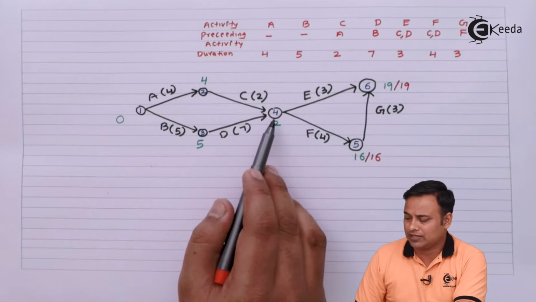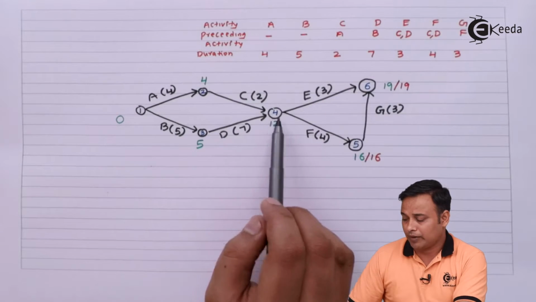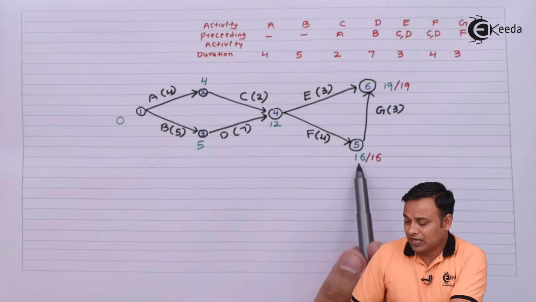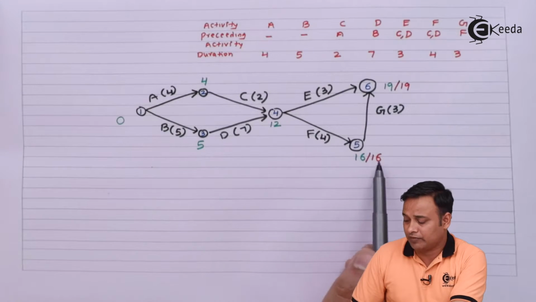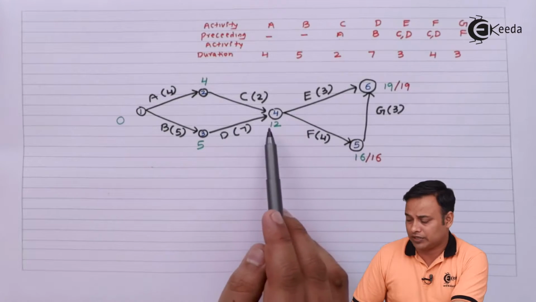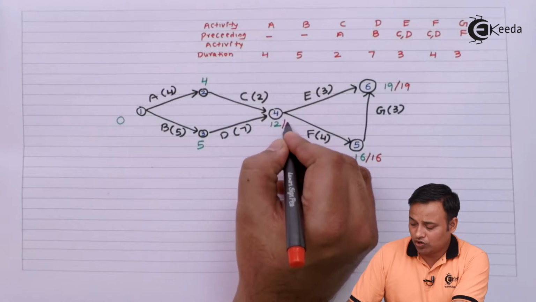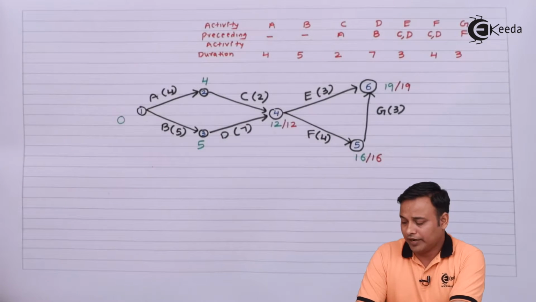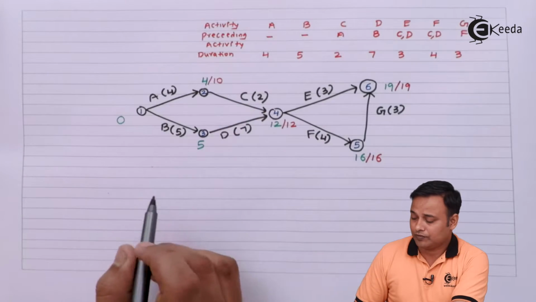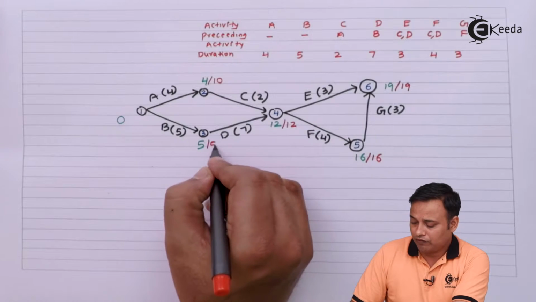I can come to 4 from two places. If I come from above, 6 to 4, it is 19 minus 3, which is 16. If I come from below, 5 to 4, it will be 16 minus 4, 12. So from upside it will be 19 minus 3 is 16 or 16 minus 4 is 12. Whichever is lower will be 12. Next 12 minus 2 is 10. 4 to 3 it will be 12 minus 7, 5.